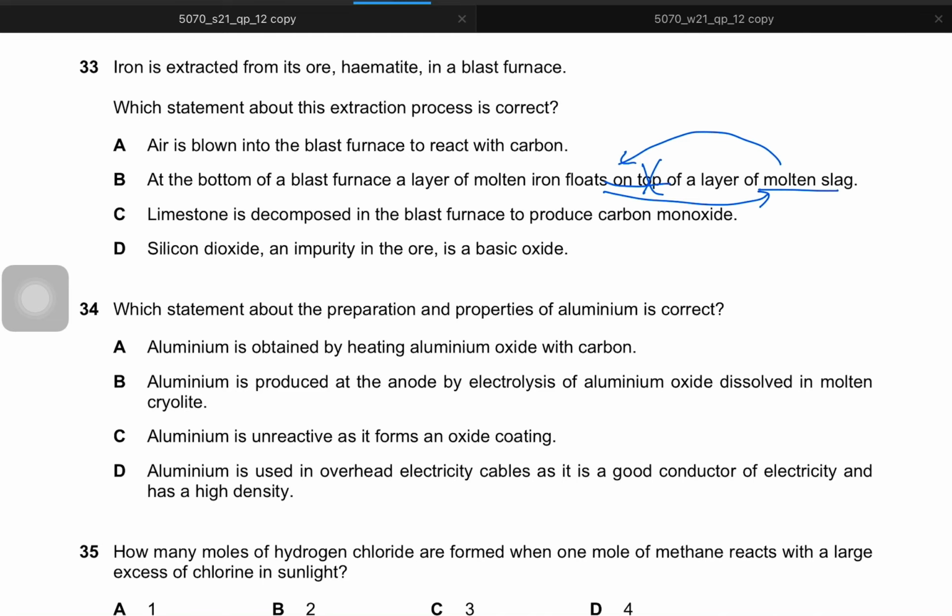Limestone is decomposed in the blast furnace to produce carbon monoxide. No, sorry. It produces carbon dioxide and calcium oxide. Silicon dioxide is an impurity in the ore, is a basic oxide. No, sorry, it's rather acidic because silicon is a non-metal. So A for apple is the right answer.